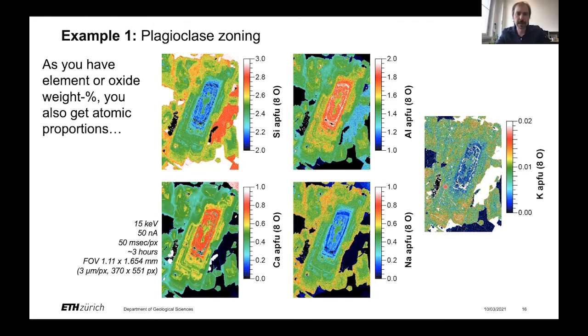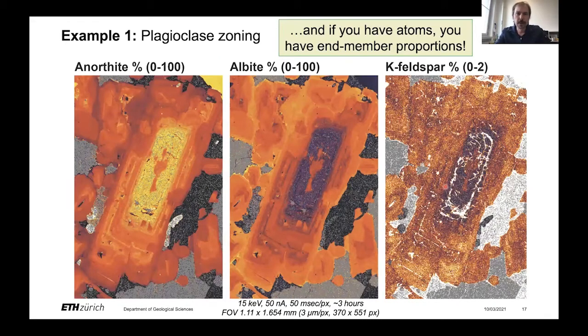And that's what I did here. So once we have the atoms, we have the different composition of the plagioclase in albite, anorthite, and feldspar components. And also, if you want to do some statistics, you can, from these maps, easily get histograms to know what is the proportion of this calcium-rich core versus, for instance, the albitic rim that we see at the end.